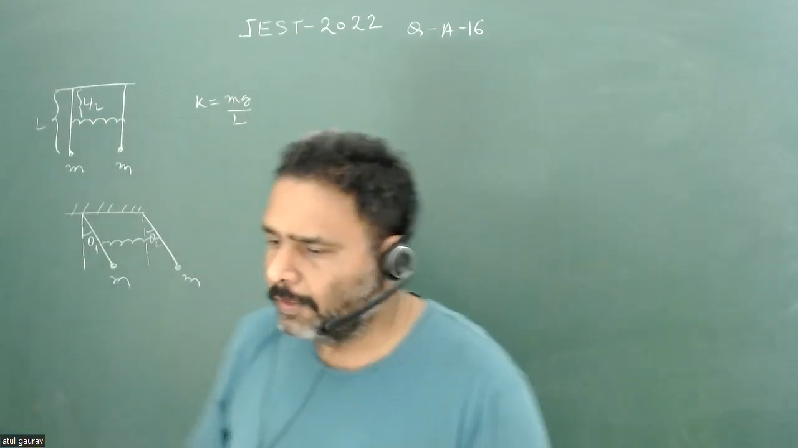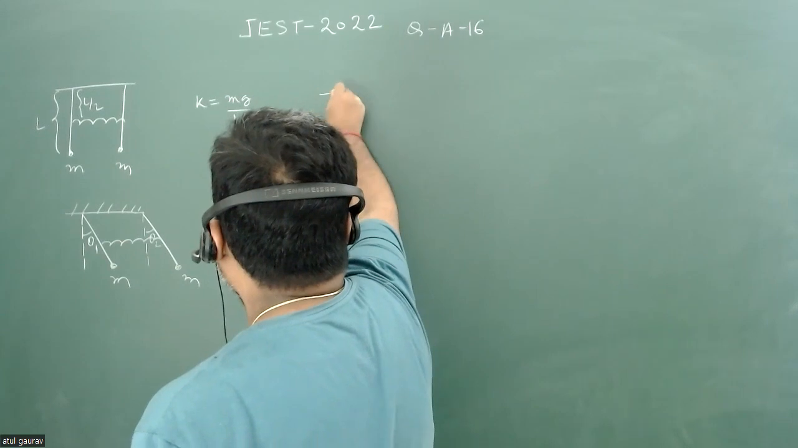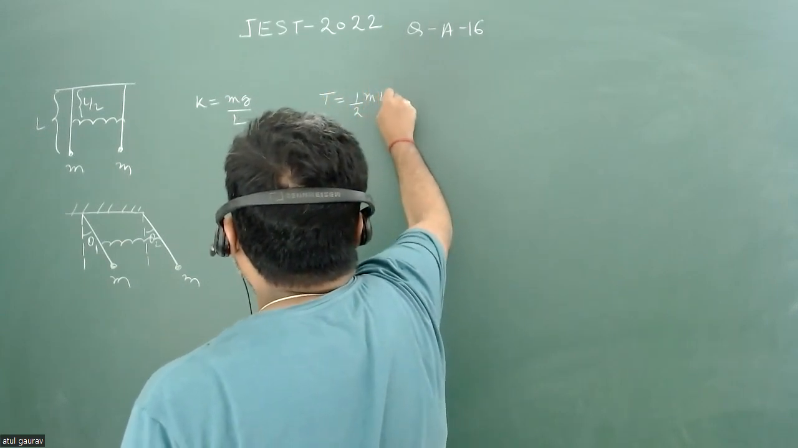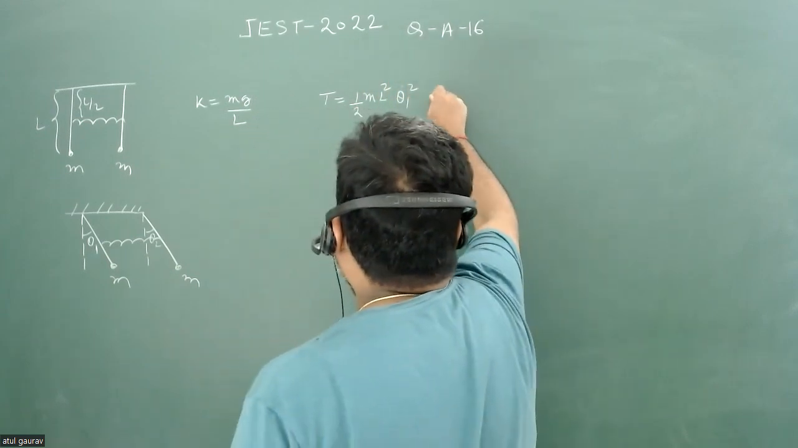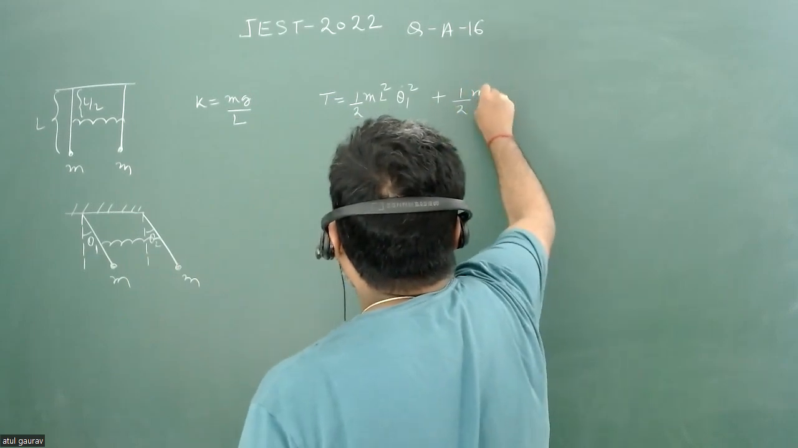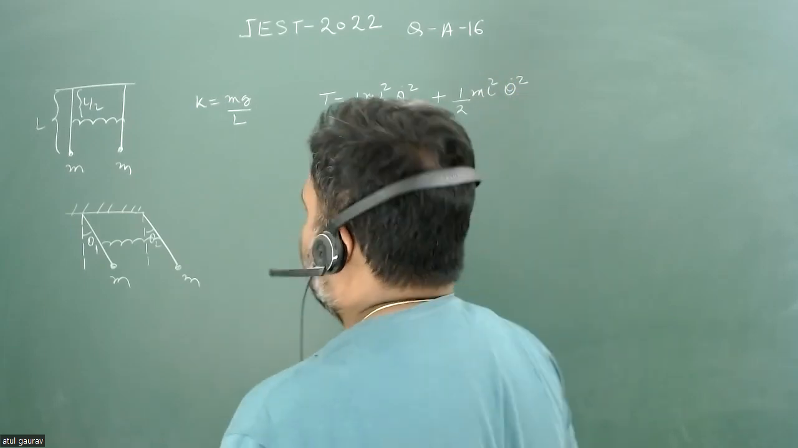Obviously we know the kinetic energy of the pendulum. So the kinetic energy is basically half M L square theta 1 dot square, this is for the first one, plus half M L square theta 2 dot square. So this is the kinetic energy.